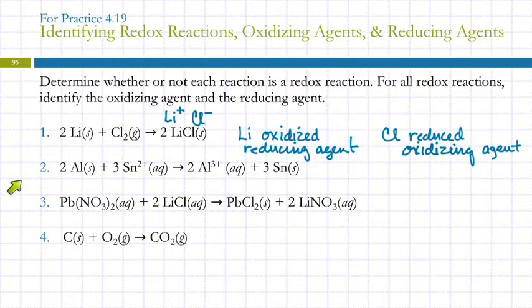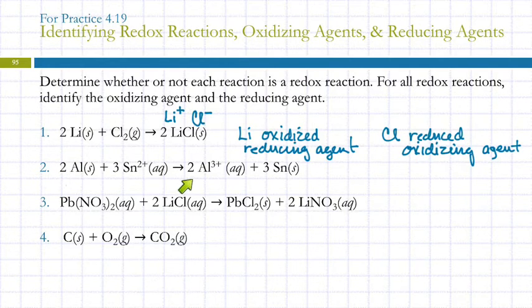Let's look at number 2. Is this a redox reaction? Are things changing their charges? Look at aluminum. What's its charge here? +3, and what's its charge here? 0. So it's becoming an ion. So there's electrons being transferred around. It is a redox reaction.